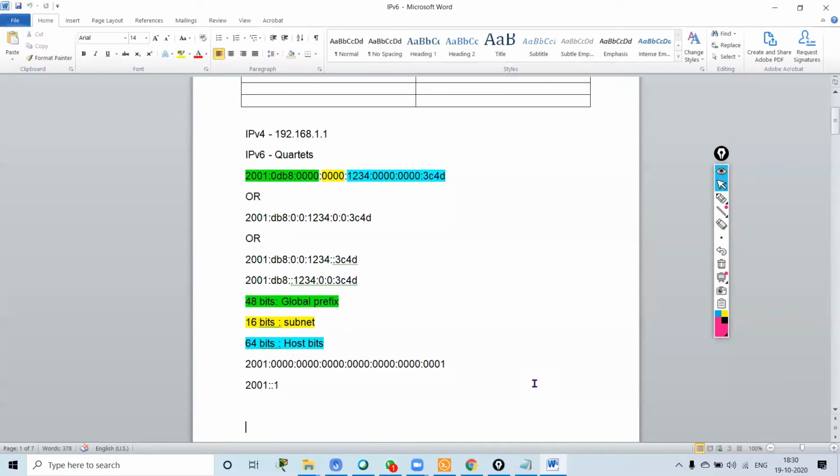Now see, this is one more address. Now what I did, for all the 0 quartets till here, I just wrote this. And for the last quartet, from the left hand side, I have removed these 3 and I have just written 1. So this is the shortened address of this IP version 6 address. Understood?